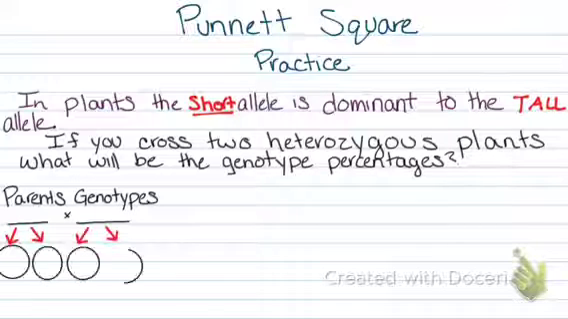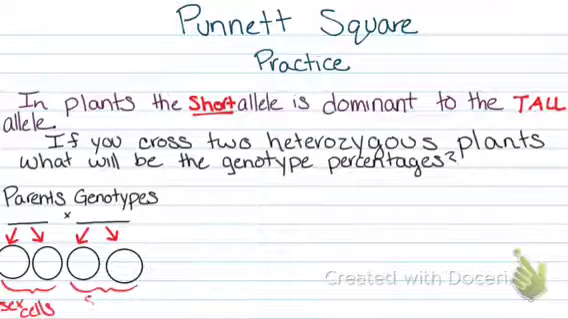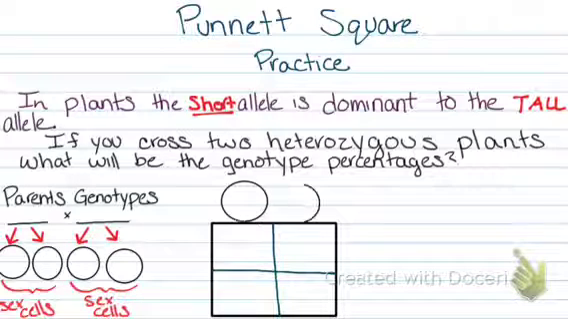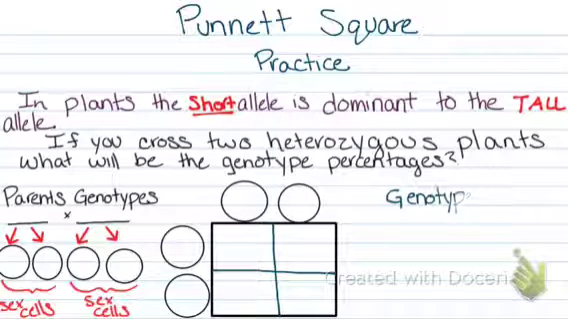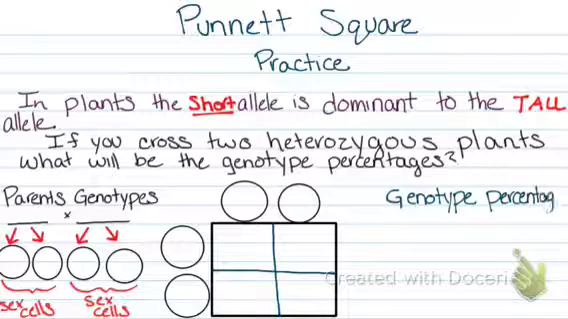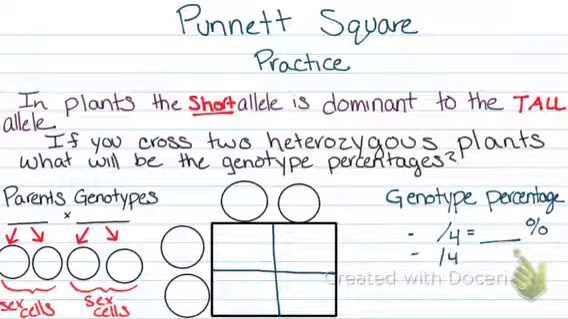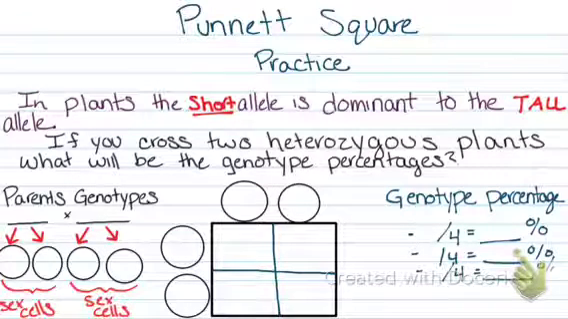You're going to write out the parents' genotypes, the sex cells, make your Punnett square, putting your sex cells up top and to the side, and then you're going to write down the 3 possible genotypes, as well as what percentage of each the offspring are. So pause for a few minutes, and it should only take a minute or 2. Write down the answers to this question, and then press play.